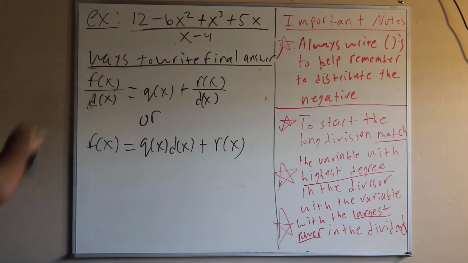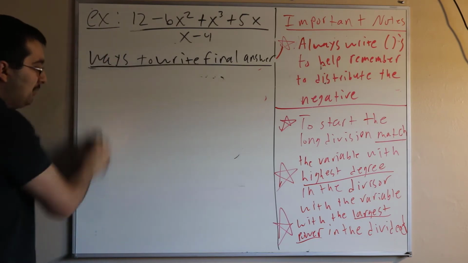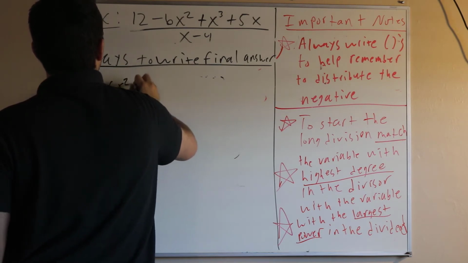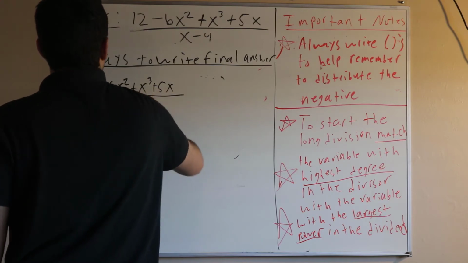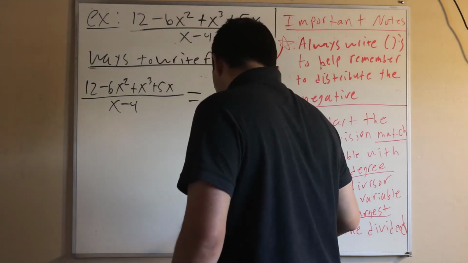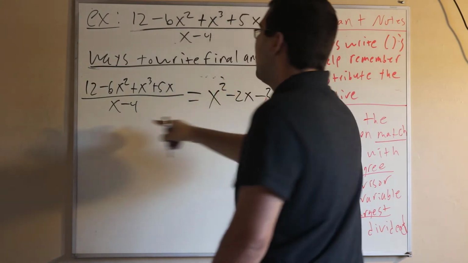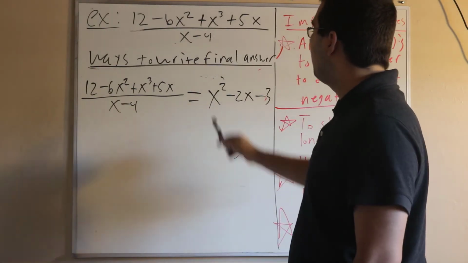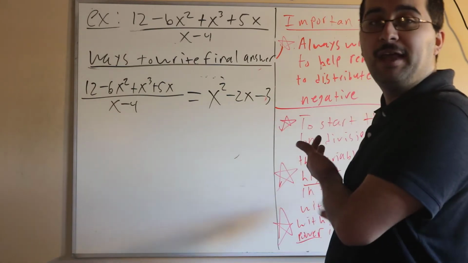So if you haven't paused the video to copy this down. Okay, so what I'm trying to get at is, at least for this problem, the ways in which we would write our final answer are 12 minus 6x squared plus x cubed plus 5x, all divided by x minus 4, equals x squared minus 2x minus 3. So we'd write the final answer like this. We have our dividend divided by the divisor equals our quotient, and we have no remainder for this problem, so there's nothing to add on.